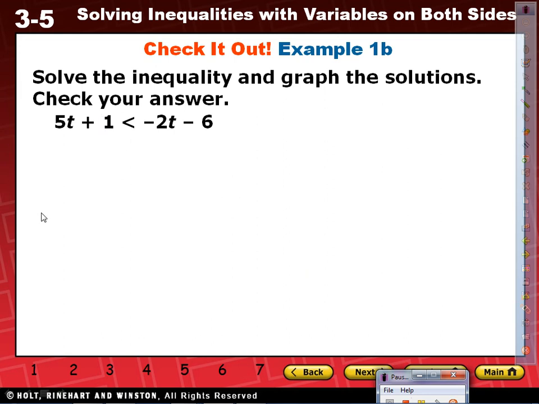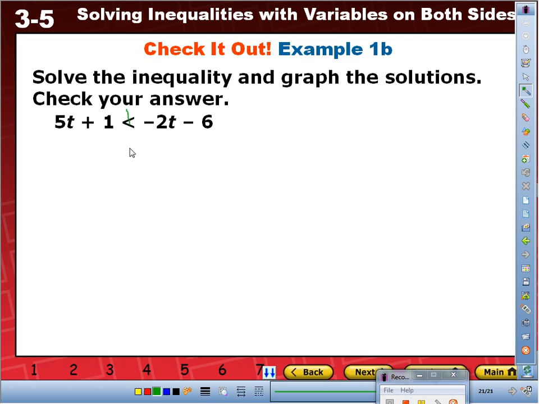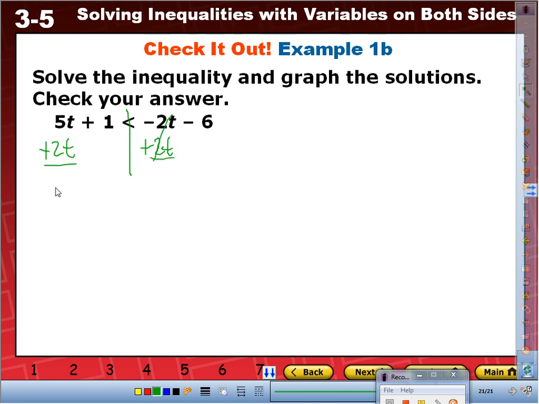Okay, let's see. Write down the inequality symbol to keep me organized. Can I simplify the left? No. Can I simplify the right? No. Now, I need to get all variables to one side to isolate them. Start with the smallest one, which is negative 2t. I add 2t to each side. We're left with 7t plus 1 less than negative 6.